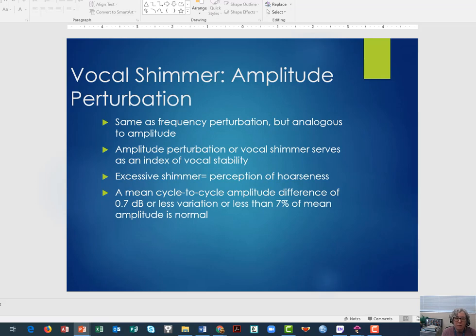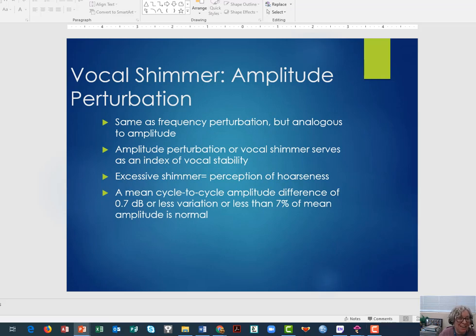We talked in class about how frequency perturbation reflects the repetition and timing of the vocal folds and how fast they're vibrating. But with amplitude, we thought about what is implicated in changes in voice amplitude, and we thought, well, it's air supply. So in some respects, we could say that shimmer is looking at the integrity of the respiratory system and how that may contribute to hoarseness.